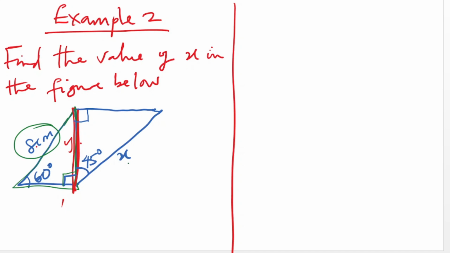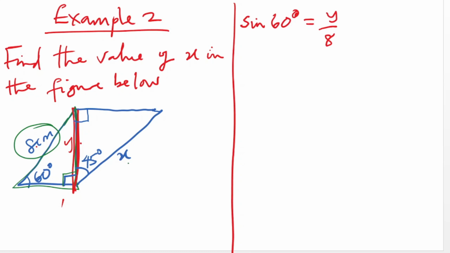To solve this, we're going to find sine 60 degrees, which is equal to what? y all over what? 8. That is opposite over hypotenuse. So that's why we're using sine, because we are looking for the opposite and we have the hypotenuse. We've discussed this before.